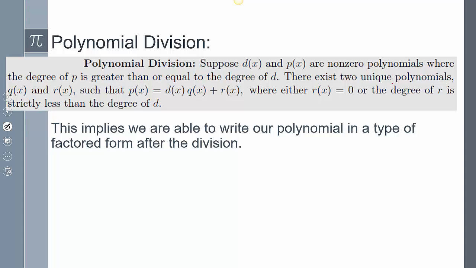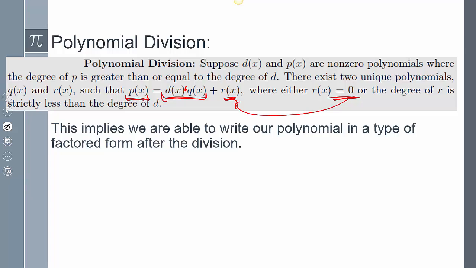So with polynomial division, suppose d of x and p of x are non-zero polynomials where the degree of p is greater than or equal to the degree of d. There exist two unique polynomials, q of x and r of x, such that p of x equals d of x times q of x plus r of x, meaning that when I divide a polynomial, I can write it out as a series of factors of these two polynomials being multiplied with my remainder being added at the very end. Now sometimes when our remainder is 0, it's just going to be plus 0, and I don't necessarily have a remainder there. So that's something to be aware of.